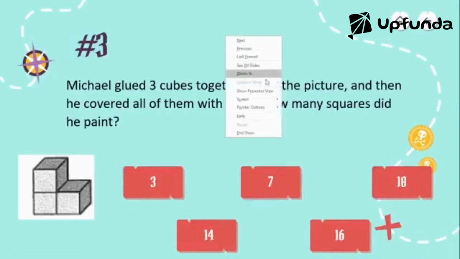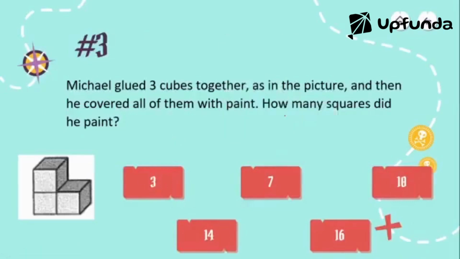Okay, I think this is the toughest question. Maybe I will make you understand it more easily. Michael glued 3 cubes together as in the picture, and then he covered all of them with paint. How many squares did he paint? Okay, I will tell you.